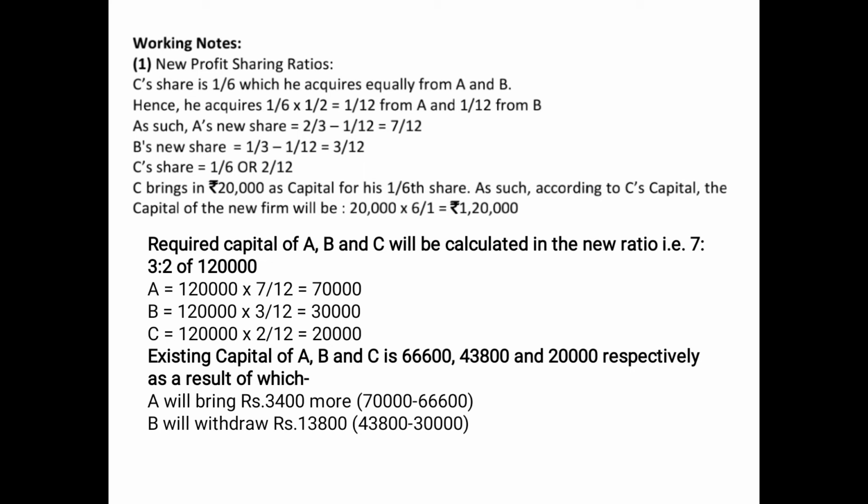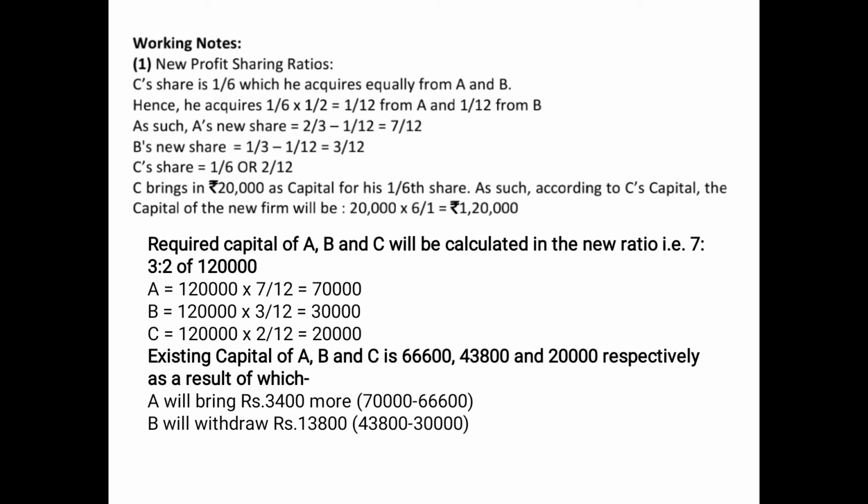So C brings 20,000 as capital for his 1/6 share. As such, now the capital adjustment. According to C's capital, the capital of the new firm, step 1, will be 20,000 into the reciprocal of his share, that is 6 by 1, or you can do 12 by 2. It will come to 1,20,000.